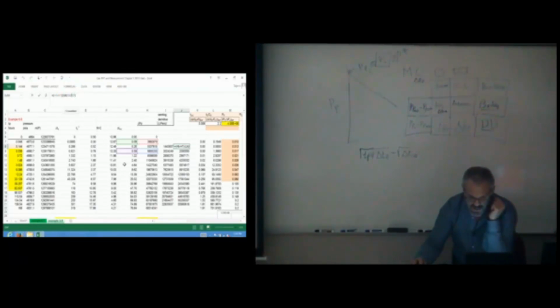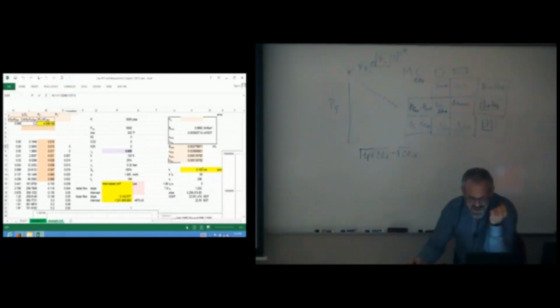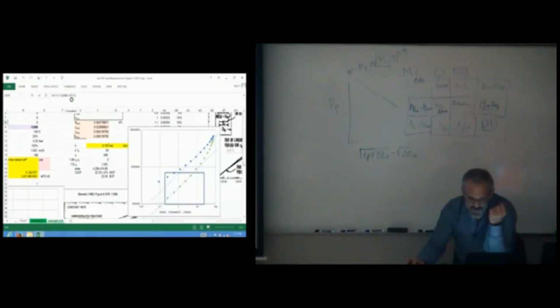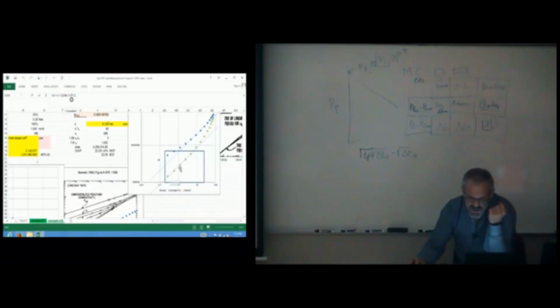And I'm sounding real confident now that I know I have the right answer. See that? I was really shaky there for a second. So the build-up derivative then gave me exactly half slope for my early time data, not my late time data.